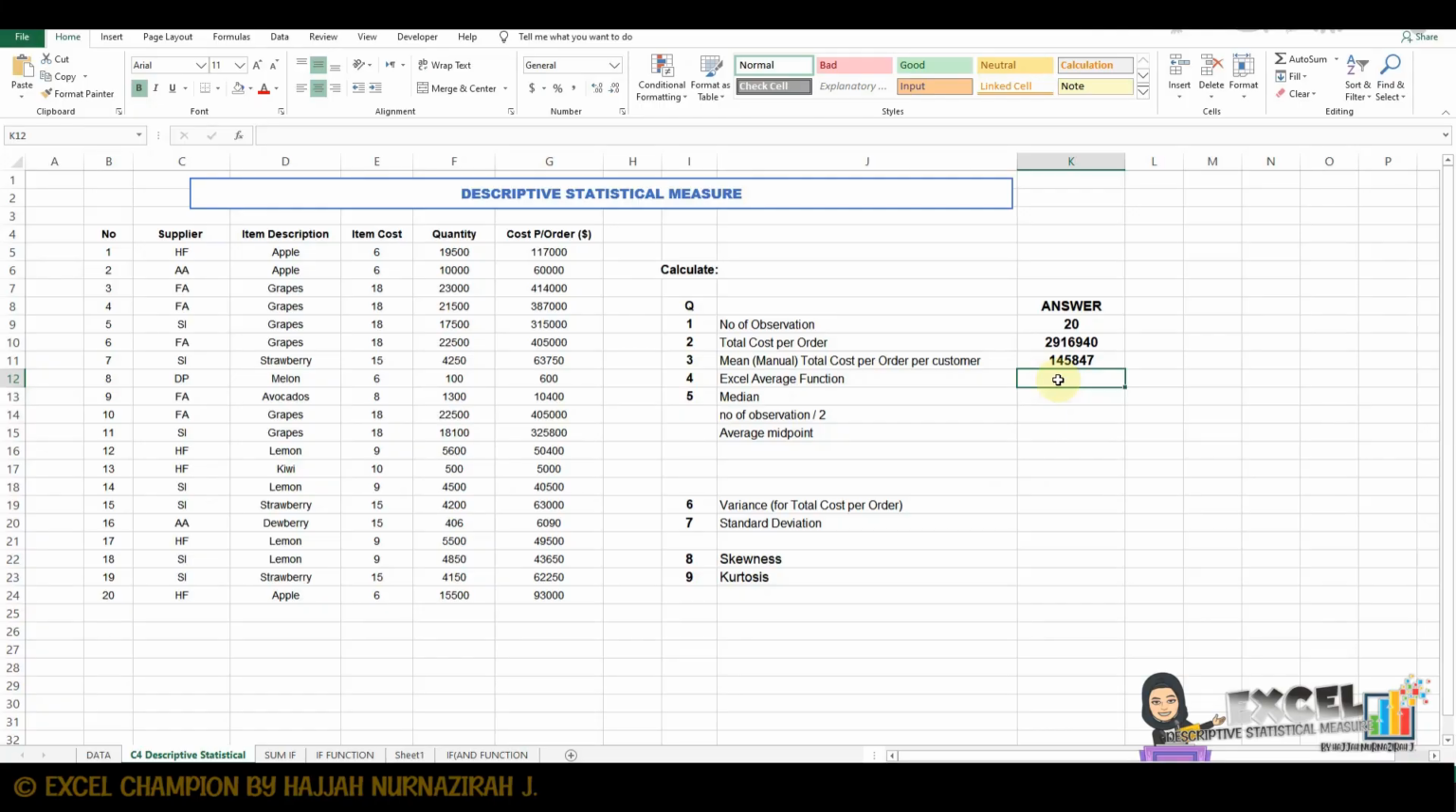Next, using the Excel average function. So the mean is equal to average, so to calculate using the Excel function, press equal, type average, select, shift control arrow down, enter. So we get the same answer. It's just that question 4 uses the Excel function, and question 3 we calculated manually.